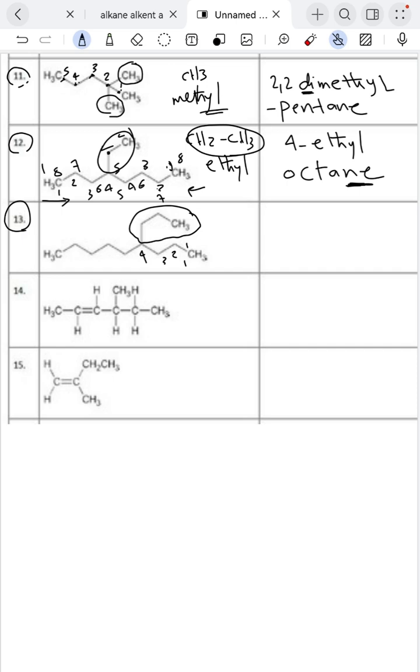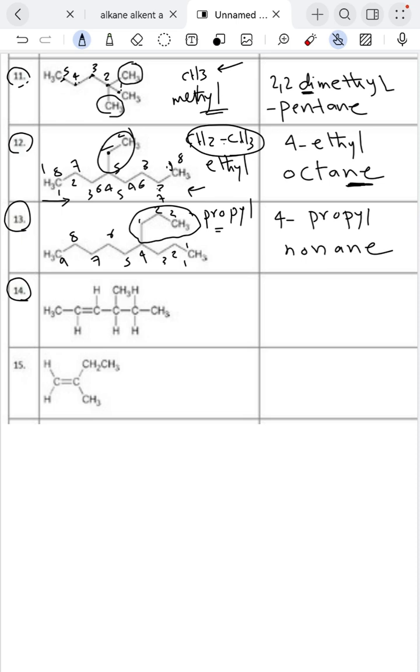So 1, 2, 3, 4, 5, 6, 7, 8, 9. What is the branch here? How many carbons? It's 1, 2, 3. If CH3 only, it's a methyl. 2 carbons, ethyl. 3 carbons, it's called what? Propyl. So it's at carbon number 4, so we say 4-propyl. How many carbons in the longest chain? There are 9. We said octane, then nonane, so it's 4-propyl nonane, and that's it.